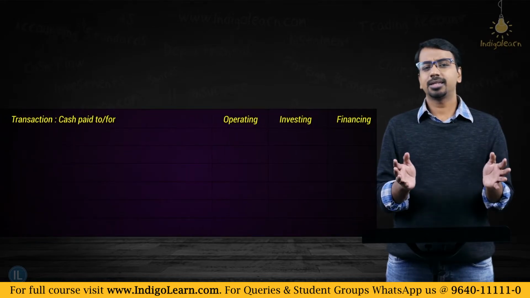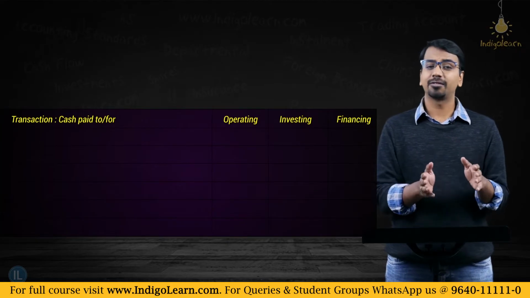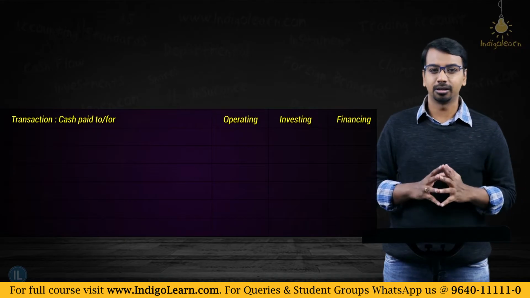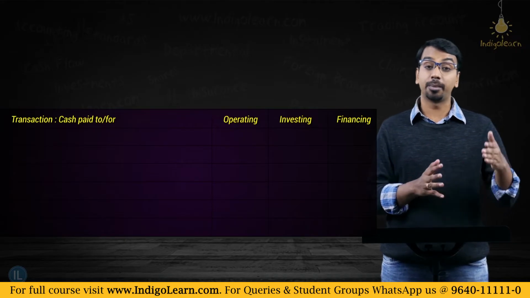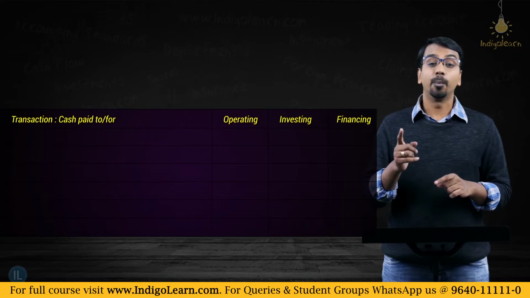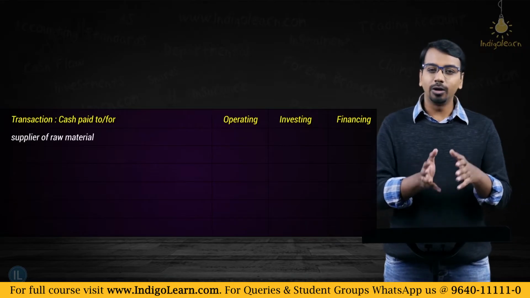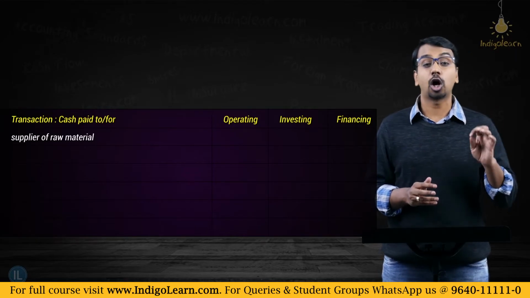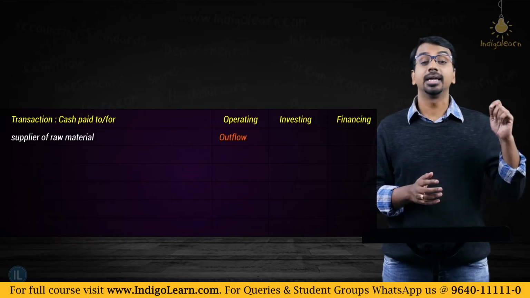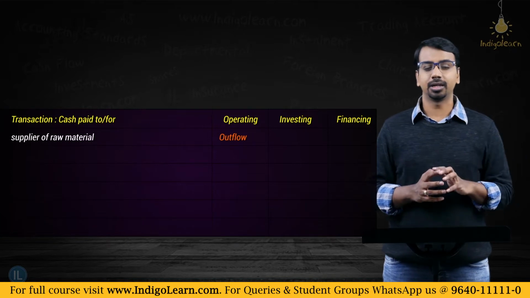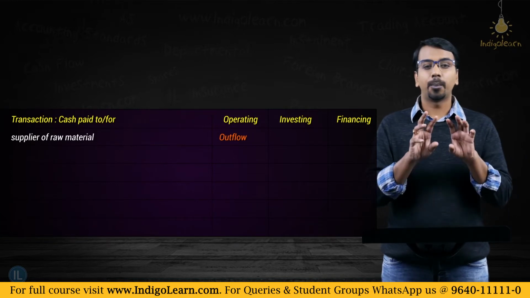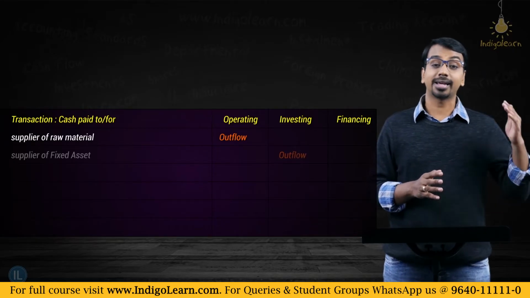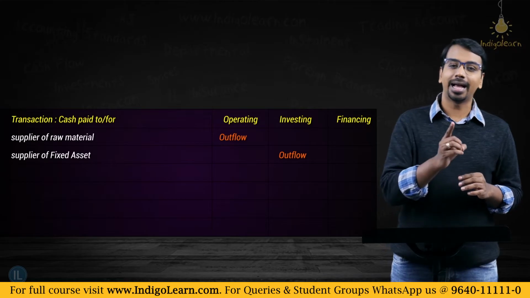Let us take some examples and see how we classify those items. Say a company purchases raw materials for its finished products and makes payment for them. How will you classify the cash flow? Now, when raw material is related to operations, you will say cash outflow. And what is the category of activity? It is an operating activity. But if the same company purchases fixed assets, you will classify it as cash outflow, but from investment activities.